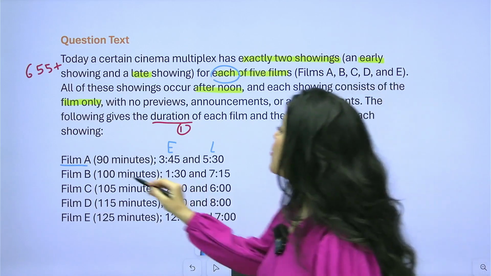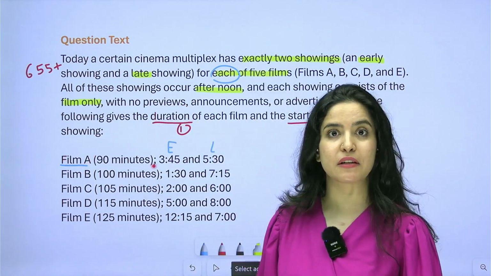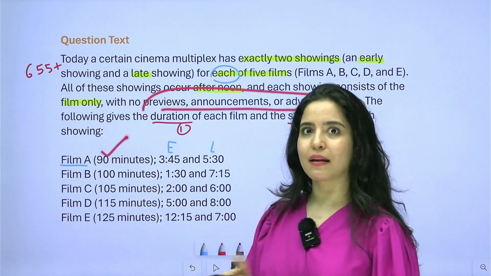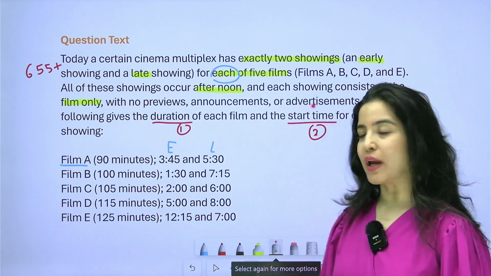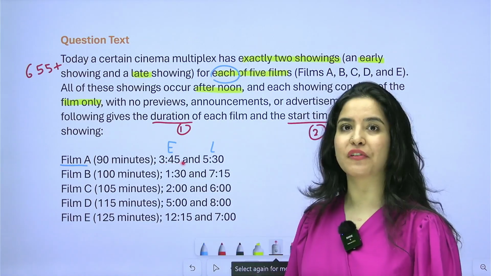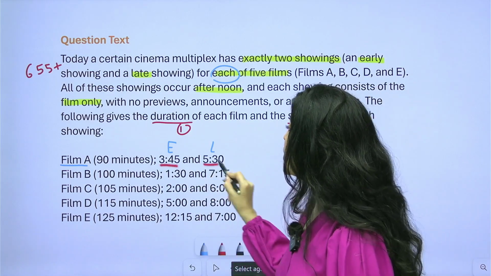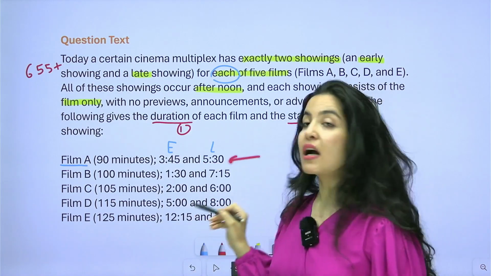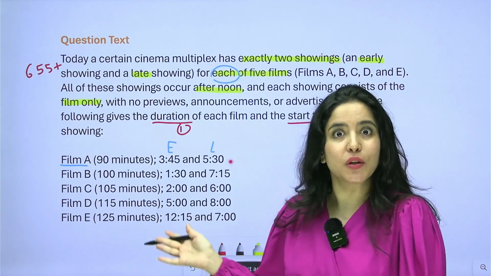Okay, so let's see. For film A, it says the duration is given. Clearly, this is the duration. It's a 90-minute film. Now I understand why they talked about this part. So 90 minutes is really film A. There's nothing else in that. And it also gives you the start time for each showing, which means this 3:45 is when the early showing starts for film A, and 5:30 is when the late showing starts. And of course, each showing will go on for 90 minutes because that is the duration. So actually, they've given me the start time, but I can also find the end time for any showing because I know the duration, right?